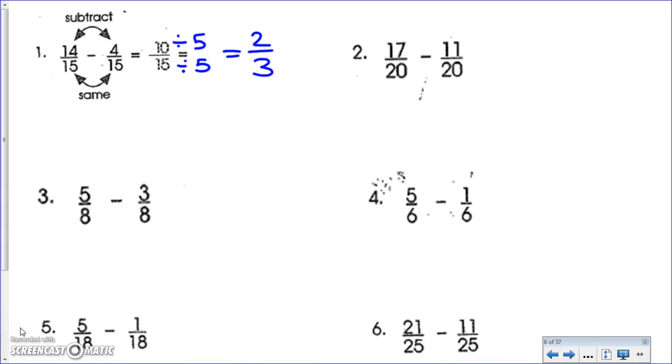For number 2, we have 17/20 minus 11/20. So 17 minus 11 gives us 6, and the denominator stays the same. Now we need to simplify. We can divide both 6 and 20 by 2, so we're going to do that and get 3/10.